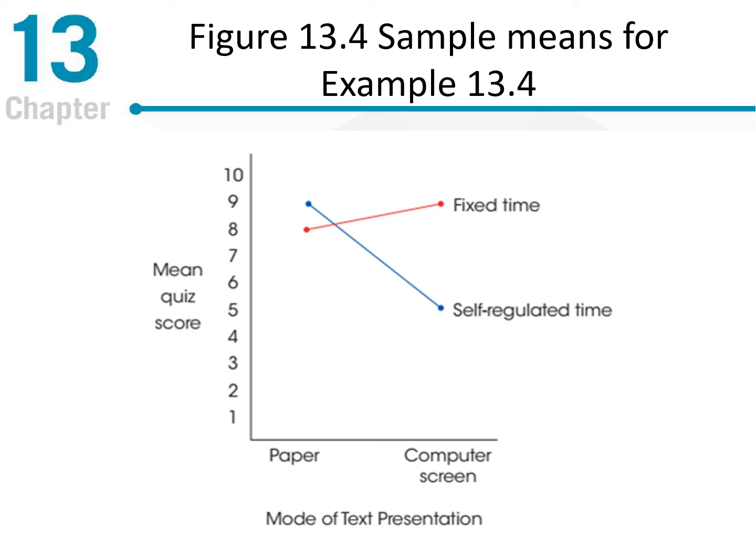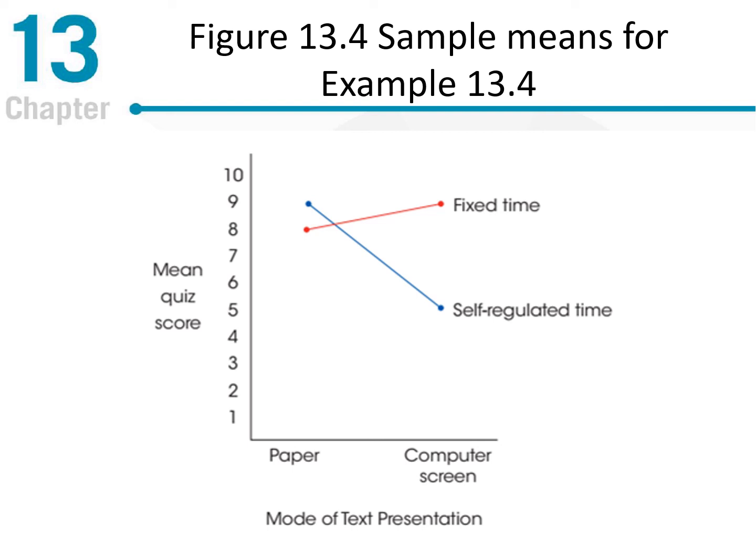Now, is that significant from paper to computer screen? Another way of saying that is, is the slope of that line significantly different from zero? And the answer is, I don't know based on this. I'd have to do what's called simple effects. I'd have to do basically a t-test to see if the means are different from paper to computer screen for the red line, because it's very close.